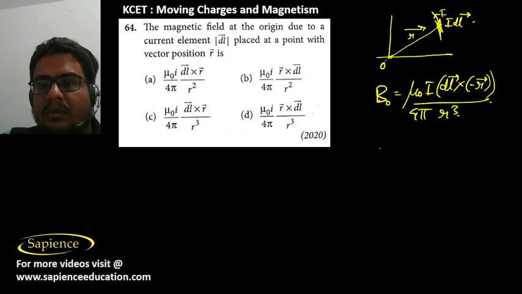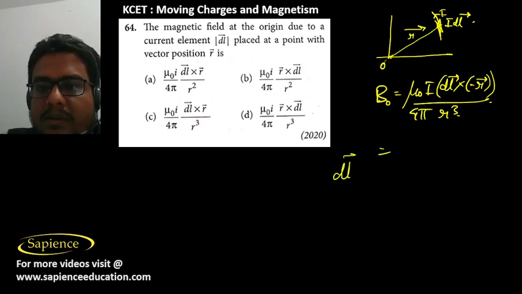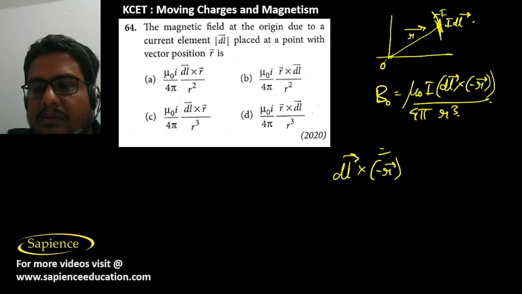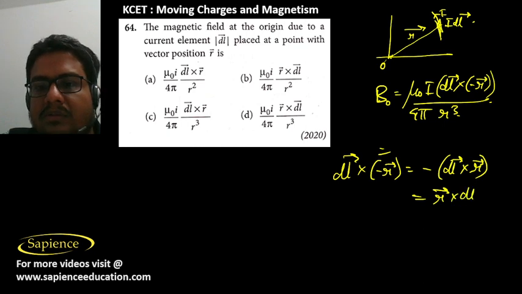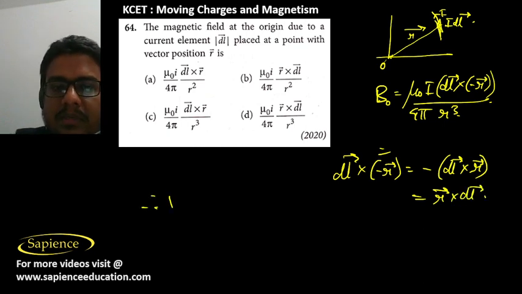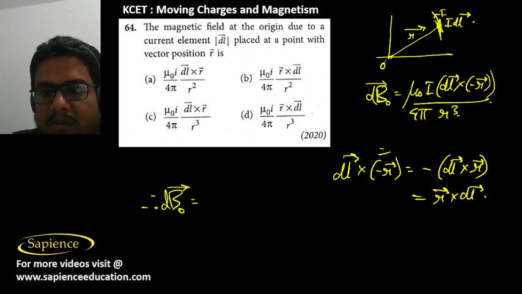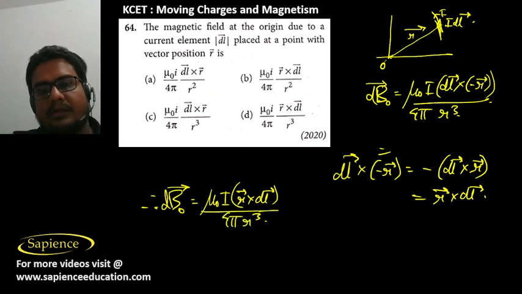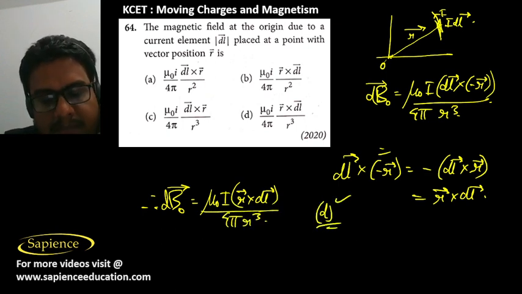So dl cross minus r will be equal to minus of dl cross r, which can be written as r cross dl also. Therefore the magnetic field at the center, which is dB naught, is equal to mu naught I into r vector cross dl divided by 4 pi into r cube. So option D is the correct answer.